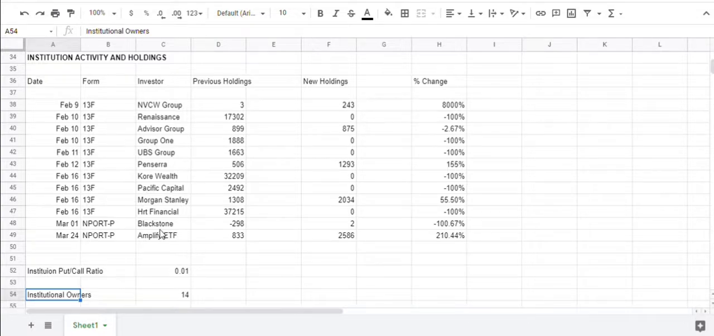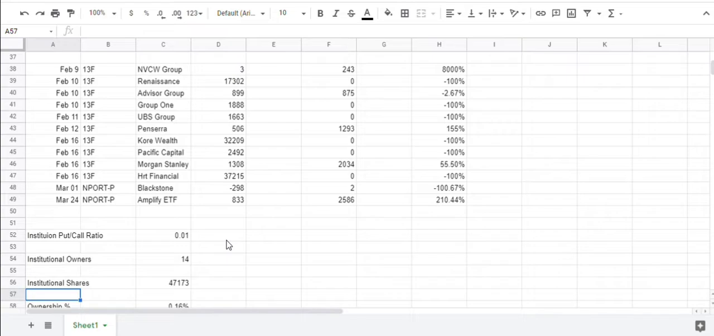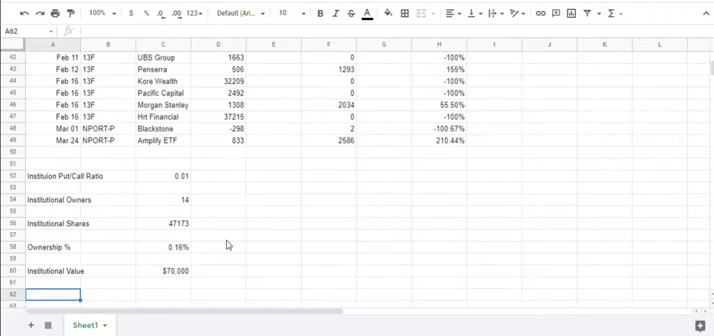For the institutional holdings, there was one reported. This was an added position from Amplify. They have an ETF. It wasn't a large position. To them it was 210%, but now they only own almost 2,600 shares. So it's a small position, but it is an ETF, so that is a good sign. You can see here the institutional owners. There are only 14, and they represent 0.16% of the float.